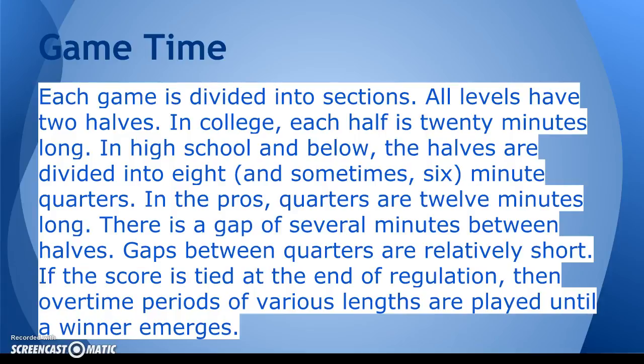Game time. Each game is divided into sections. In college, there are 2 halves, and each half is 20 minutes long. In high school and below, the halves are divided into quarters 8 to 10 minutes long. In the pros, quarters are 12 minutes long. There is a gap of several minutes between halves. Gaps between quarters are relatively short. If the score is tied at the end of regulation, then overtime periods of various lengths are played until a winner emerges.